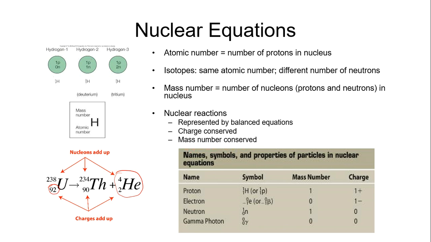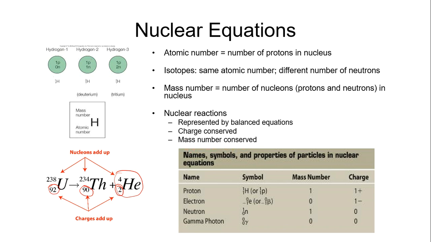Helium has 2 protons, so a charge of plus 2. Whatever's left is the remaining atom. And so it would be element number 90, which if you look at a periodic table would be thorium. So uranium, by losing 2 protons, has become thorium. That is our charge conservation.